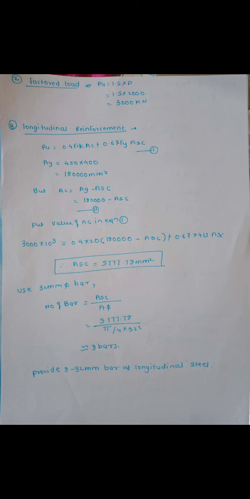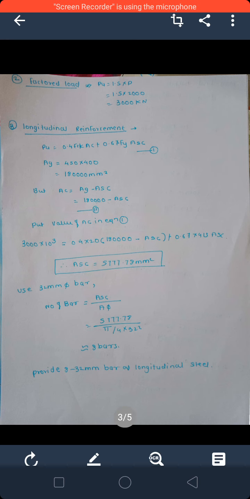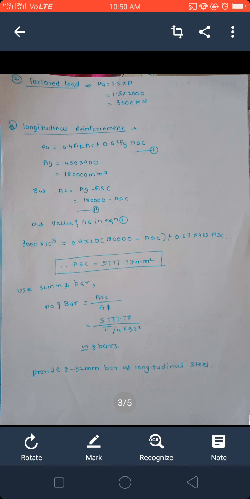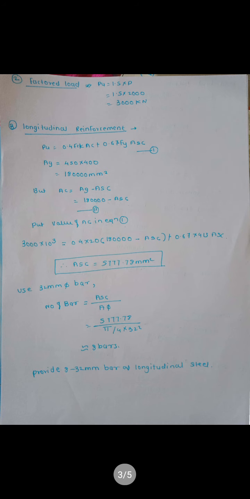By using 32 mm diameter bars, area of single bar is pi by 4 into 32 square. We will get 804.2 mm square. According to this, find out number of bars. Number of bars is given by area of steel divided by area of single bar. With the help of this, we get 7.2 in numbers, so round up to higher value, so we will get 8 number of bars. So provide 8 bars of 32 mm in diameter as longitudinal steel.